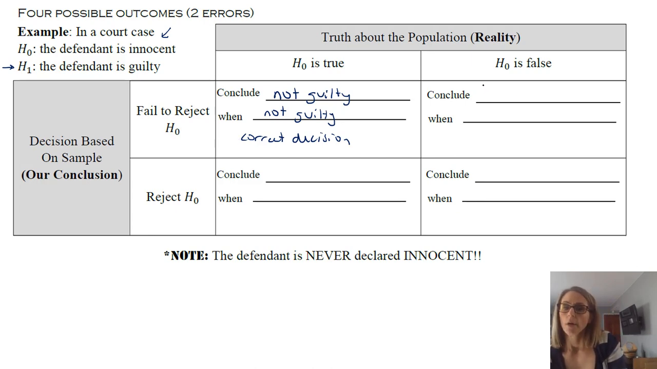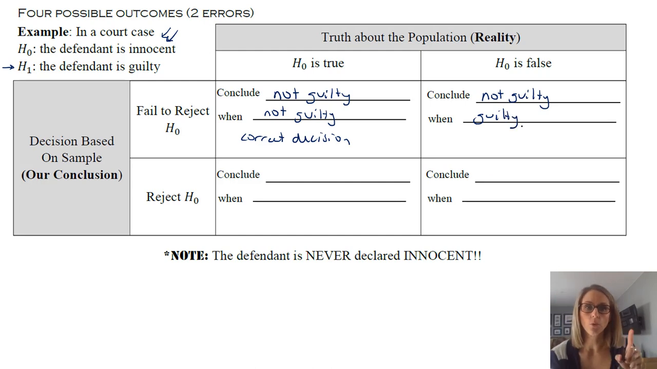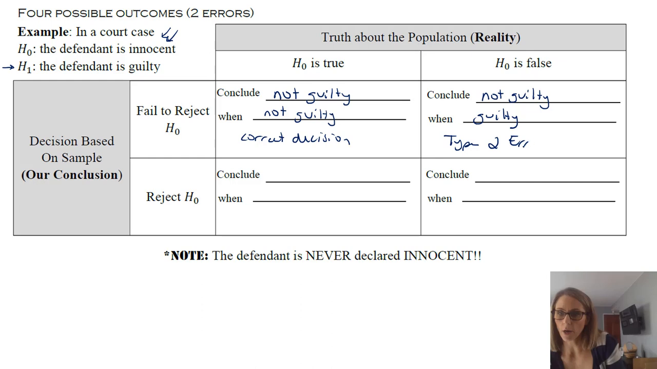Now, if we fail to reject H naught, we are still going to conclude not guilty. But there is the possibility that this H naught is not actually true, that the defendant is in fact guilty, and that is an error. So it's an error to conclude that the person is not guilty when in fact they are guilty, and of course this happens all the time. This is what's called a type 2 error, and I'll define it on a different slide.